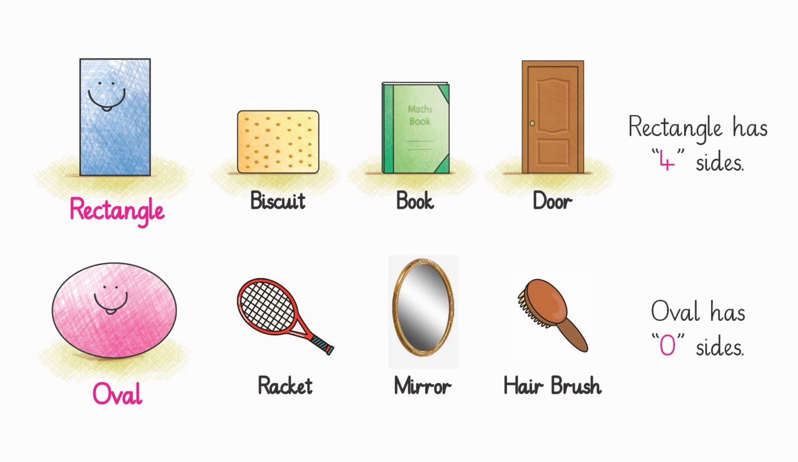Oval. Oval may resemble the racket, mirror and hairbrush. Oval has 0 sides, but it is not like circle. It is a bit lengthy on one side.